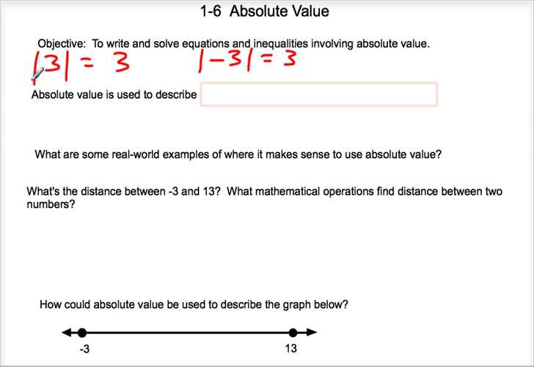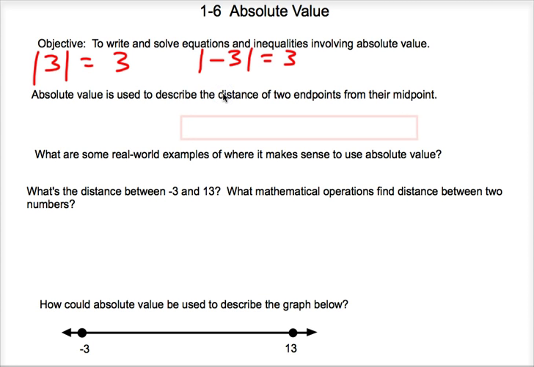Anytime you have a range of numbers, you compare some endpoints to some middle number. In this case, 40 would be the middle number, and then my endpoints would be 43 and 37. Anytime you do that, you can use absolute value. So here's for your notes. Absolute value is used to describe the distance of two endpoints from their midpoint.